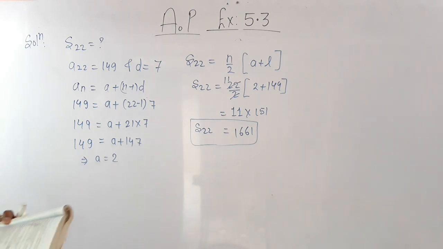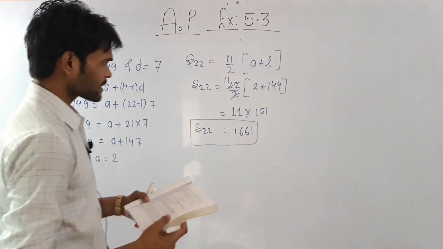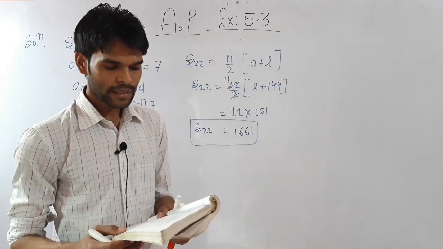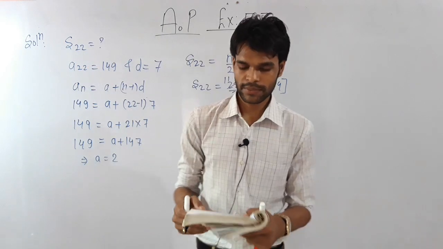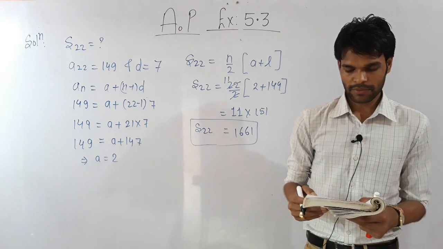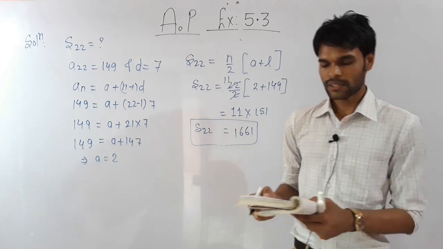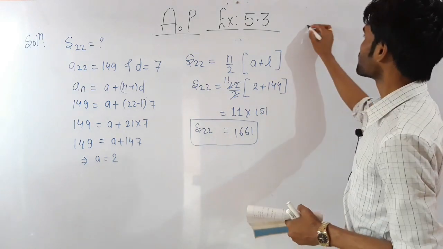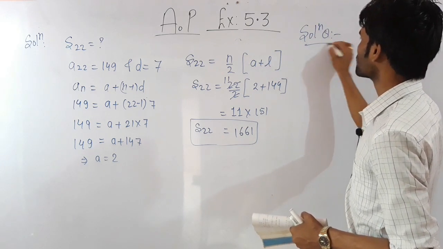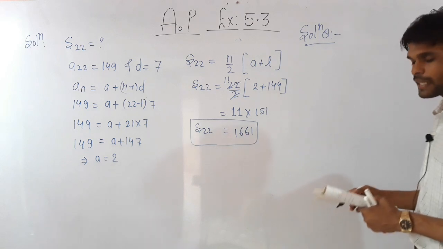Yes. Now moving toward the next question. Question number 8 says that find the sum of first 51 terms of an AP whose second term and third terms are 14 and 18 respectively. You can note it. So we need to find. This will be the solution number 8. Okay, exercise 5.3, solution number 8.